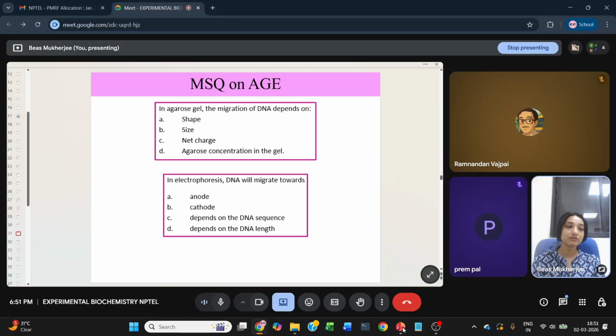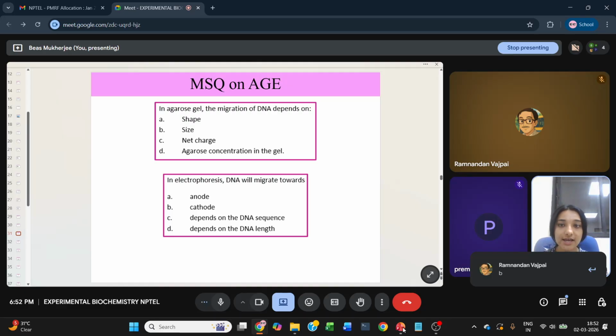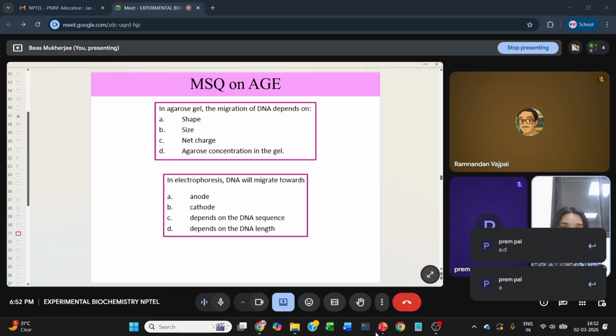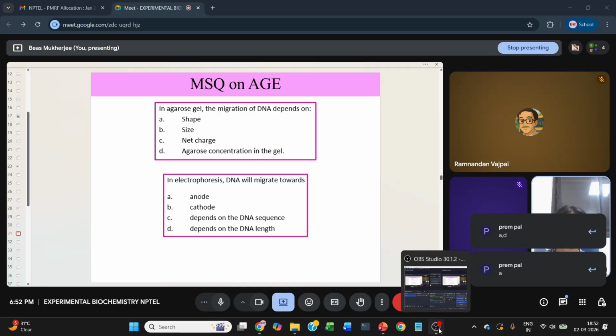Now, we have another two questions. In agarose gel, the migration of the DNA depends upon. So this is an MSQ. You can answer as many as you want. Size, shape, net charge, agarose concentration, so many different things. Right? And then we have, in electrophoresis, DNA will migrate towards. So it is DNA which is what charge? A and D. Let's see. Acha. So we look at the right answer.